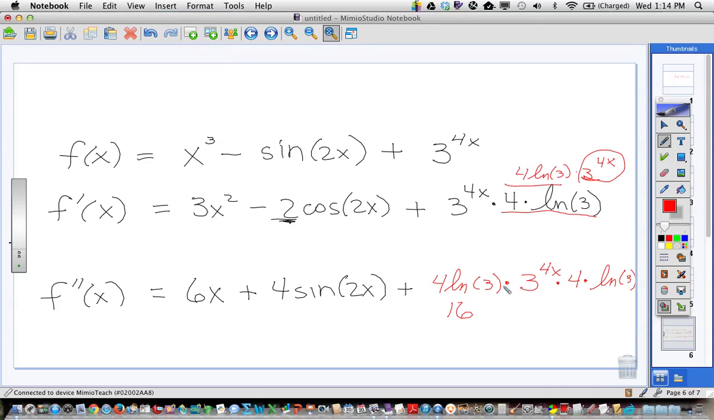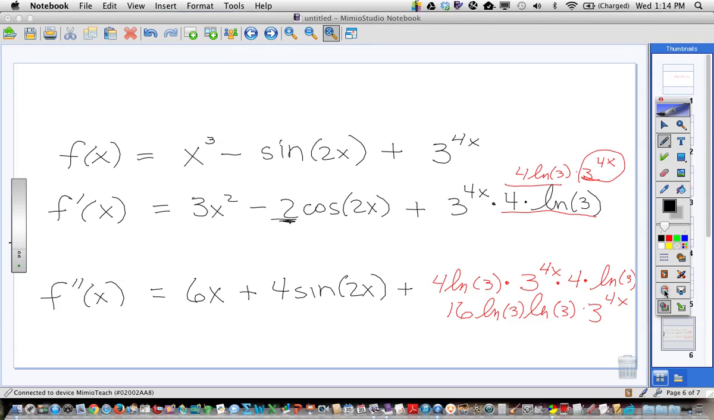Now, ln 3 times ln 3, that'd be ln of 3 quantity squared. Or if you just want to write ln 3 twice, that's okay too. There's no other real good way to simplify that. And then the 3 to the 4x. Okay? Very good. I like this stuff.